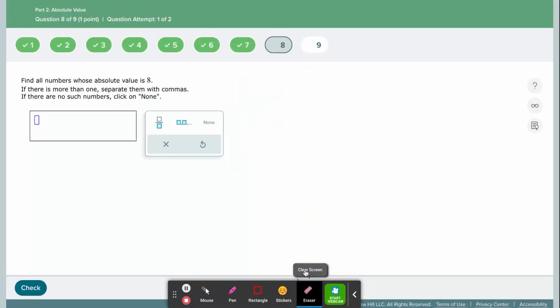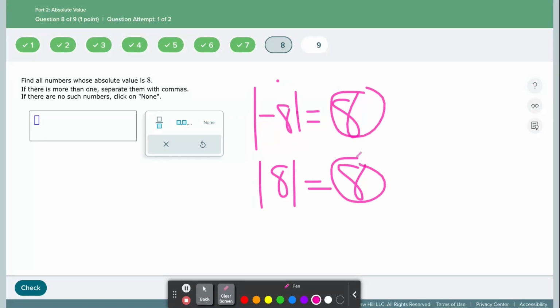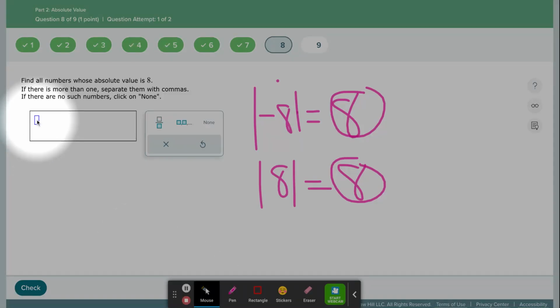Continuing on. Same thing here. Find all the numbers whose absolute value is 8. If I have the absolute value of -8, is that going to get me 8? Absolutely. What's the absolute value of +8? It's still 8, because no matter which one you're trying to find, your absolute value is always positive. So both of these numbers are going to have an absolute value of 8.